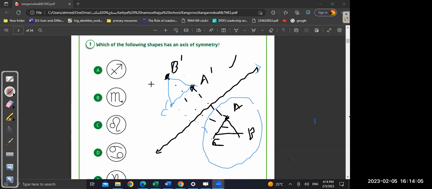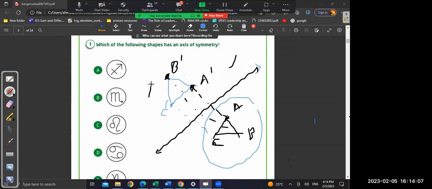Mr., the symmetry line isn't straight. Yeah, it has to be straight. Yeah, it's a line. Like how to differentiate between the symmetry line and the other lines?